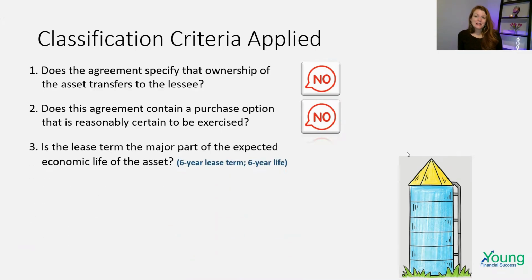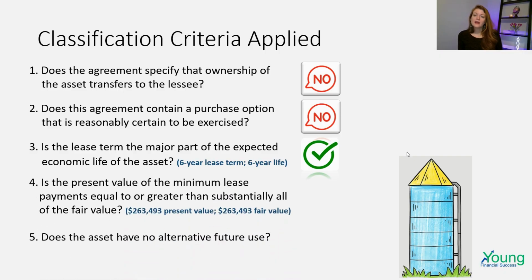Number 3, is the lease term the major part of the expected economic life of the asset? On this one, it's a big yes, because the lease term is 6 years and the asset is expected to last for another 6 years. So basically, Harvest Pro Farm is going to be leasing this asset for the rest of the time that it's useful.